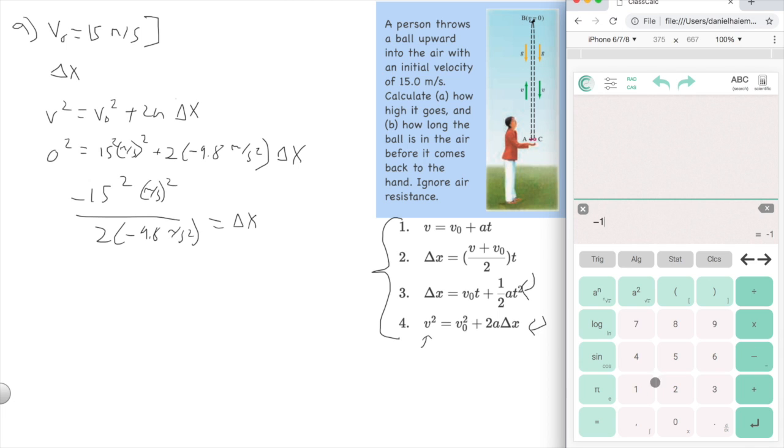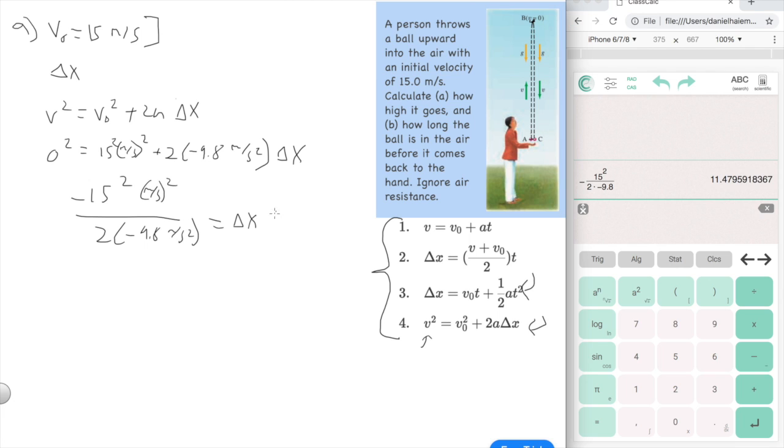So negative 15 squared over 2 times negative 9.8. Simple as that. Press enter. We got our answer of 11.48. Our displacement is going to be 11.48 meters. And to check your units, we know that's right because we got meters squared per second squared, and so we're going to ultimately be left with just meters.